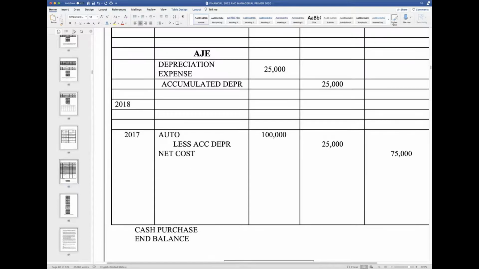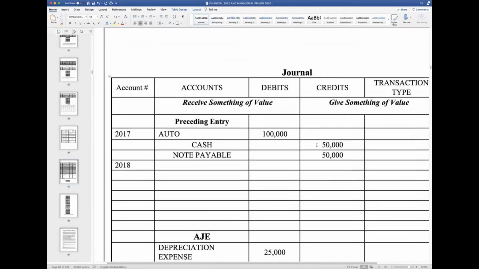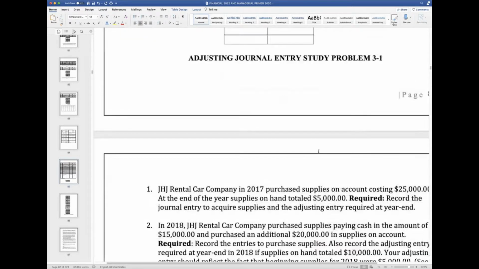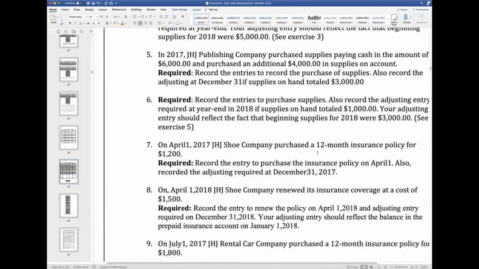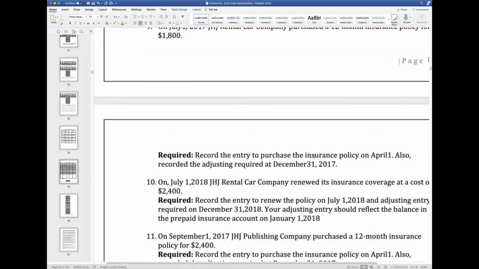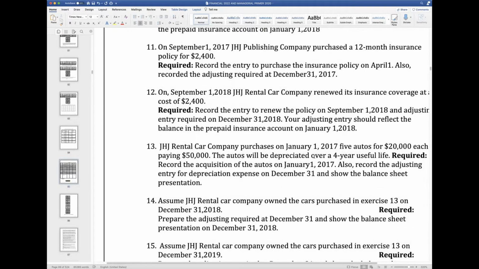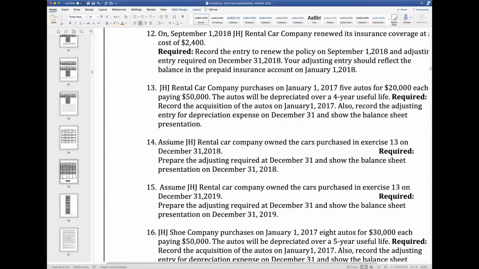Any questions? Let's go on to year 2 in this problem. So we're going to 14. It says, assume JHJ Rum Car Company owned the cars in exercise 13 on December 31st, 2018. Prepare the adjusting entry and the balance sheet presentation.